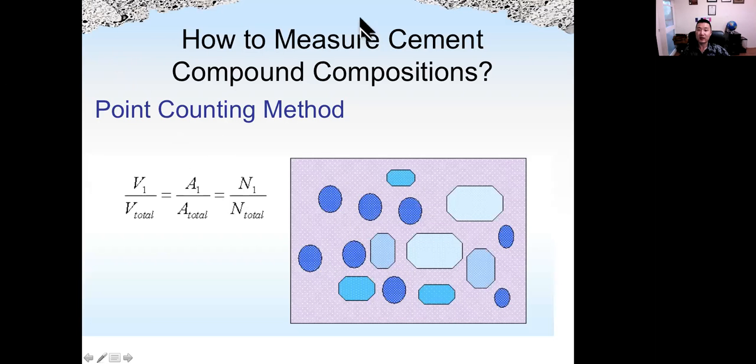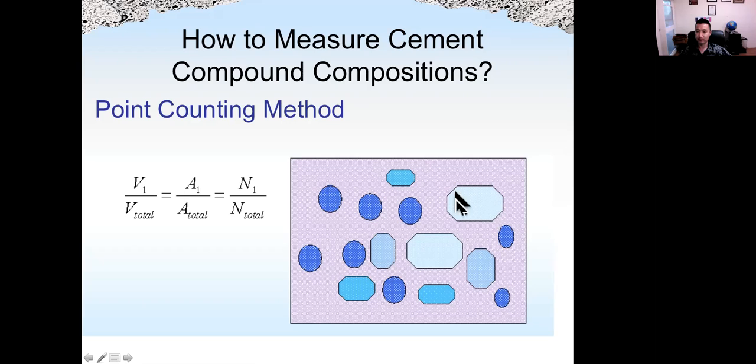All right. So here shows one of the previous methods we mentioned before, how to measure the percentage of different cement compounds, such as C2S and C3S. One of the simple methods is called the point counting method. For example, we can take a picture of the cross-section of a compound, and based on the shape, color, and morphology of different phases, we can count the number of points for different phases.